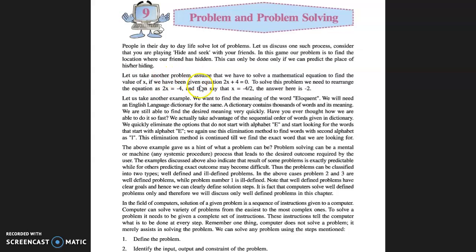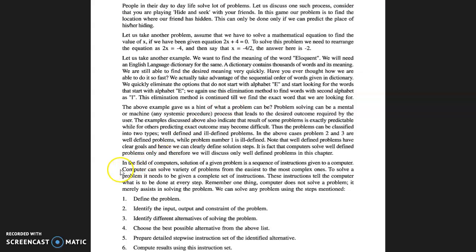Let's take another problem. Suppose you know the tables: 10 into 5, 50. Otherwise, 11 into 7, 77. So we are going to see in the field of computers how the above example gives us a hint of what a problem can be. How to calculate two numbers. To do the calculation of two numbers, you must have two numbers. 7 plus 5, then only you get the 12.